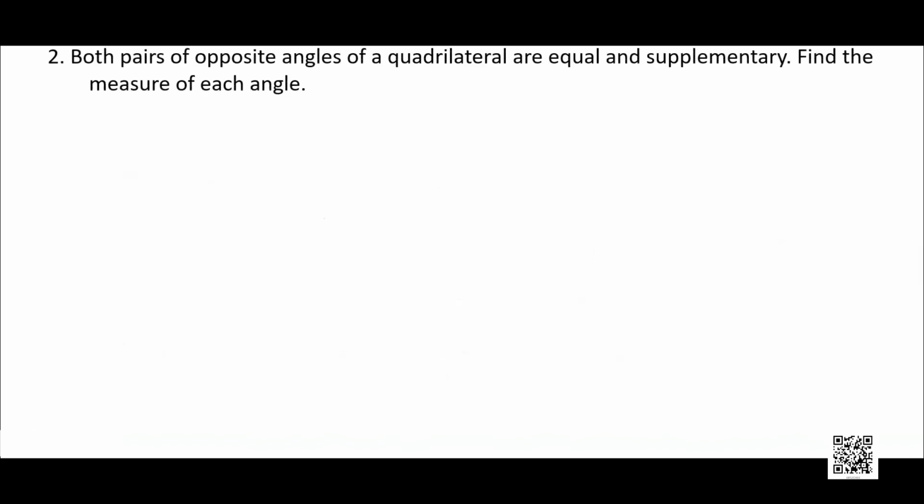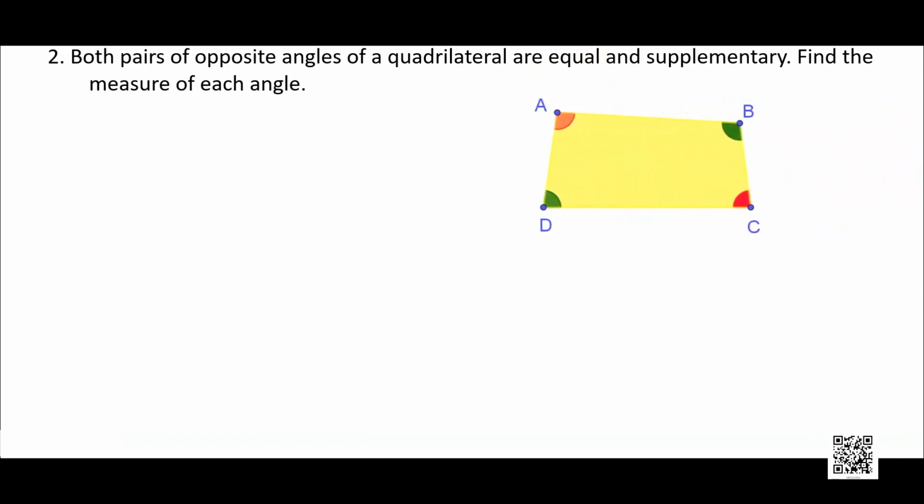So we'll take up one more problem now. Both pairs of opposite angles of a quadrilateral are equal and supplementary. Find the measure of each angle. When do you say two angles become supplementary? Yes, you are correct. The two angles are said to be supplementary when they sum up to 180 degrees. So it is given the opposite angles of a quadrilateral are supplementary. That means they sum up to 180 degrees. Also, the second information given is that they are equal.